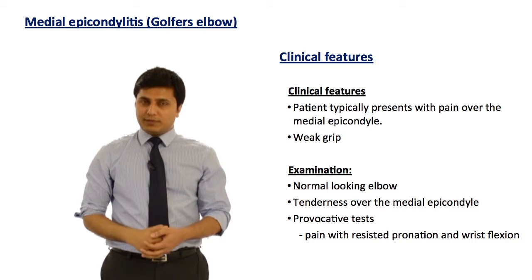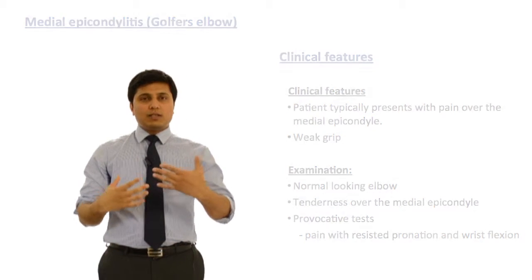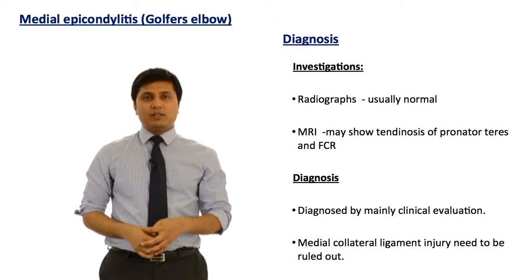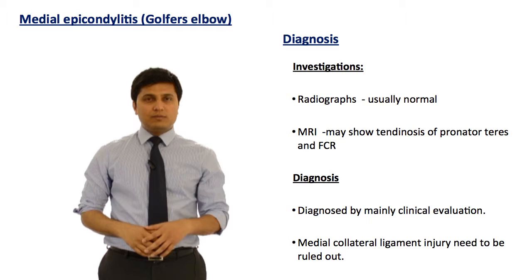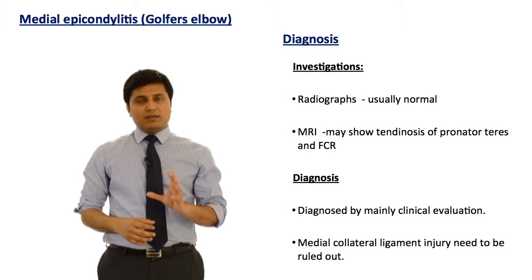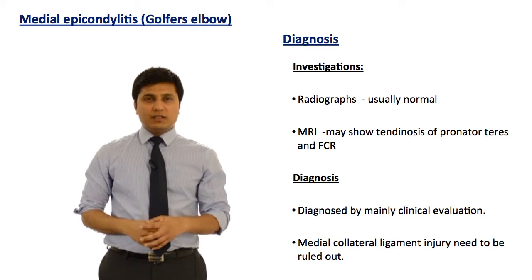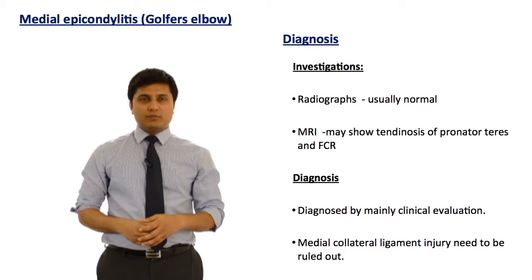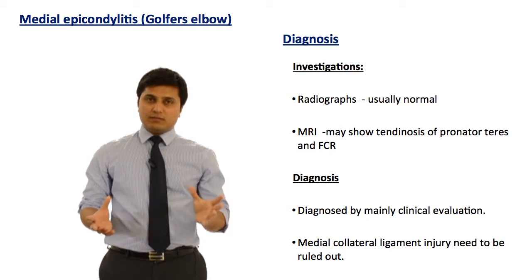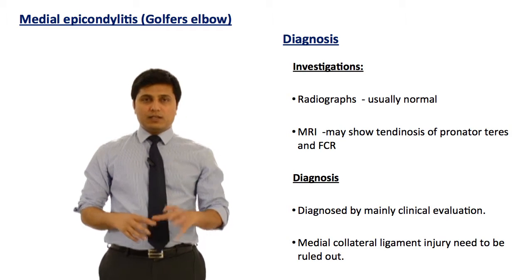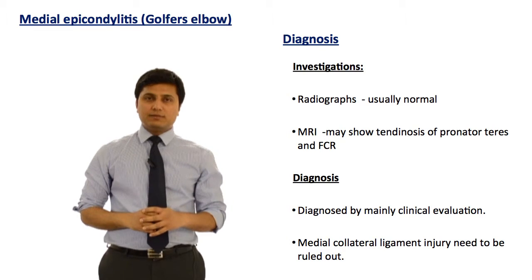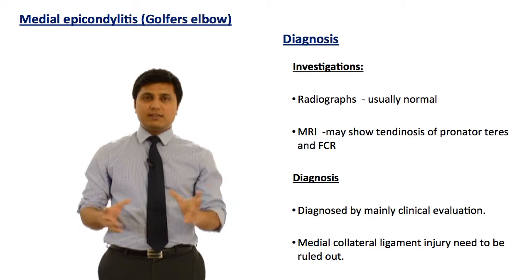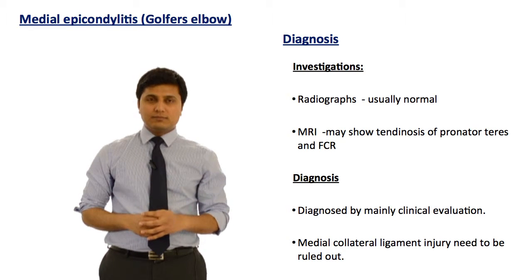So, what are the investigations helpful in golfer's elbow? X-rays are usually normal. MRI scan may show inflammation and tendinosis at the origin of the flexor pronator mass, but this is not generally performed. So diagnosis is mainly based on the clinical evaluation only, based on the history and clinical examination findings.